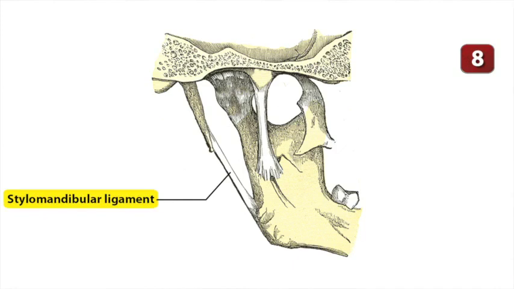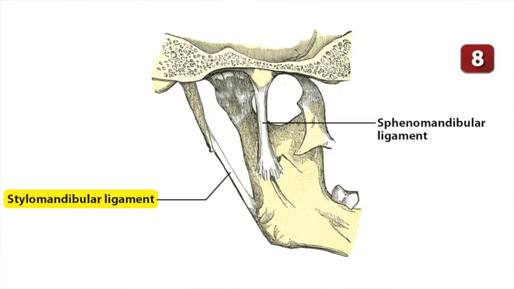The stylomandibular ligament connects the styloid process to the angle of the mandible. It is formed from the investing layer of the deep cervical fascia that makes up the fascia covering the deep surface of the parotid gland, and it separates the parotid gland from the submandibular gland.